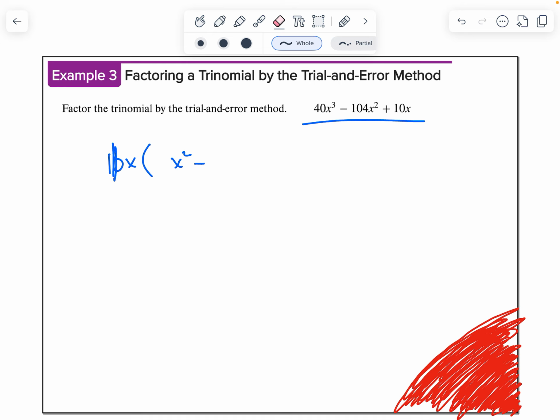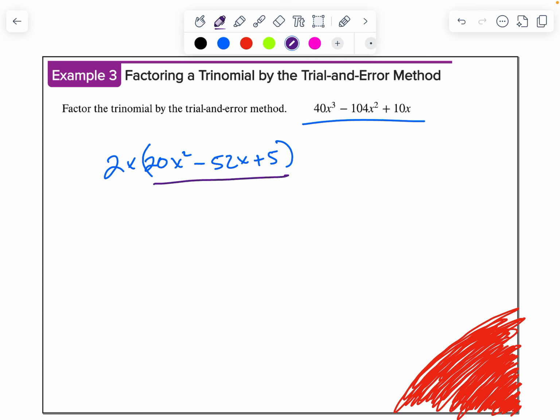I can take a 2 out of every item, so I'll take a 2 and an x. If I take a 2 and an x, I'll have 20x squared minus 52x plus 5. And then from there, I'll leave this as an assignment for you. I would try and do this by star method.